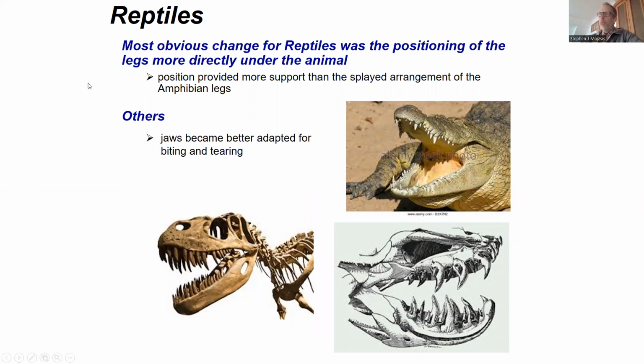Reptiles are different from amphibians. The most obvious change from amphibian to reptile is the position of the legs, rather than out to the side in a fish-like way, but more directly underneath the animal to push up against gravity, to push up against the surface. This provided more support than amphibian legs. Of course, the legs become more robust and muscularized, and you have more robust development of bones. The jaws also became better adapted to biting and tearing as opposed to amphibians.